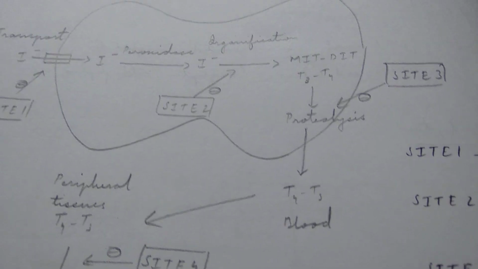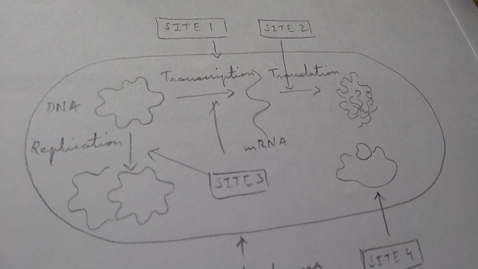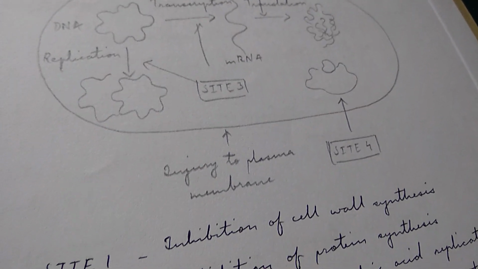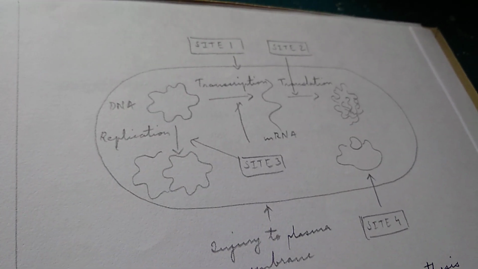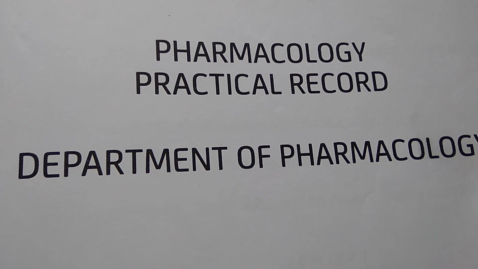Okay. So these are some spotters like antithyroid drugs, where they act, etc. And what is this one? Inhibition of cell wall synthesis. What drug is it actually? Antimicrobial action, guys. So we're done looking at this pharmacology record. Say bye. Bye.